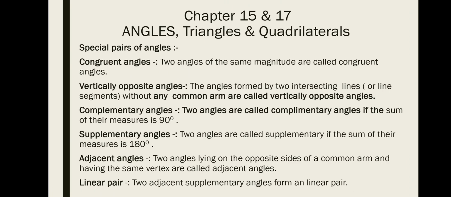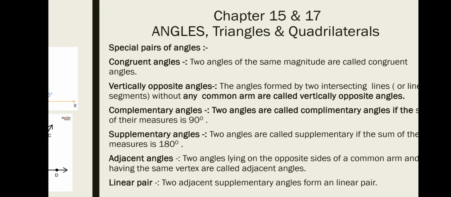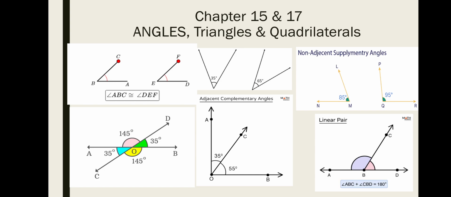Adjacent angles. Two angles lying on the opposite sides of a common arm and having the same vertex are called adjacent angles. Linear pair. Two adjacent supplementary angles form a linear pair. Now you can see the pictures of all this. Now the congruent angles CBA and FED, they are congruent angles. ABC and DEF, that is congruent angles, because their measures are equal.